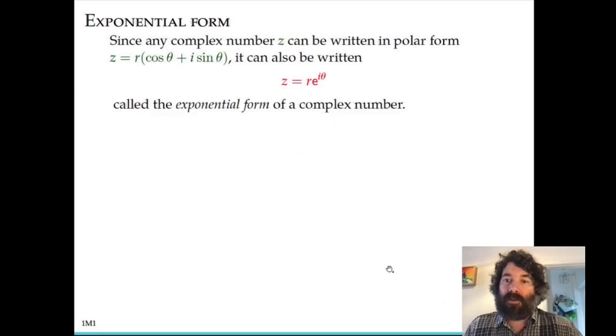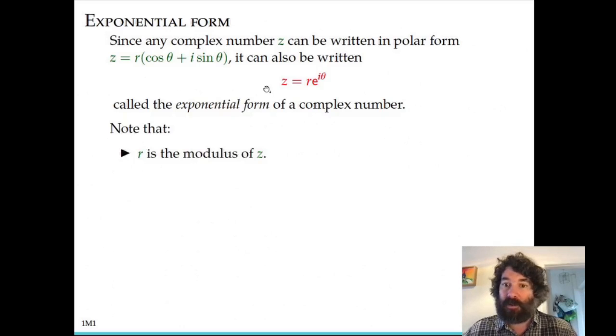Okay, so using Euler's formula, we can write any complex number in what we call the exponential form. So first of all, if we have a complex number z, we know it can be written in the polar form already. It's a topic of the last video. And then this cosine theta plus i sine theta is e to the i theta. That's Euler's formula. And so this complex number z is r, the modulus, times e to the i theta. This is called the exponential form of a complex number. It's really just the polar form in disguise using Euler's formula, where we replace the cosine theta plus i sine theta by e to the i theta.